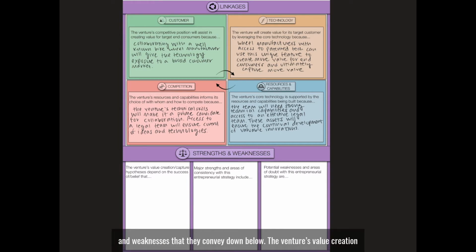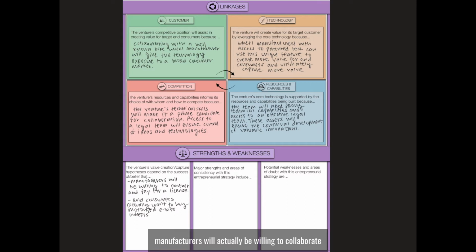The venture's value creation and value capture hypotheses depend on the belief that bicycle wheel manufacturers will actually be willing to collaborate and pay for a license to this technology. And we're also relying on the fact that end consumers will even be willing to purchase a motorized e-bike.